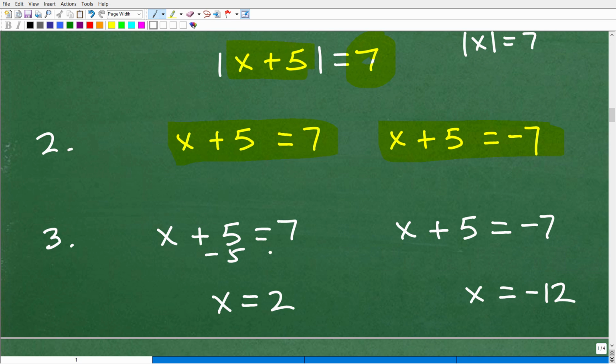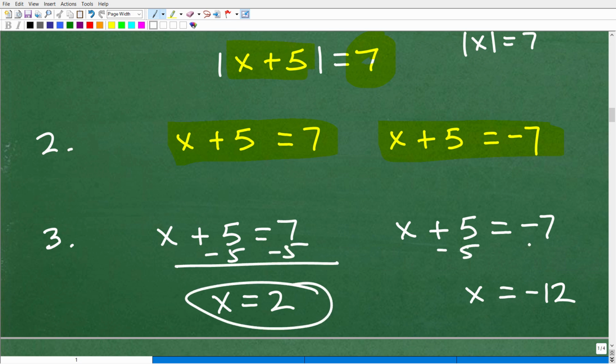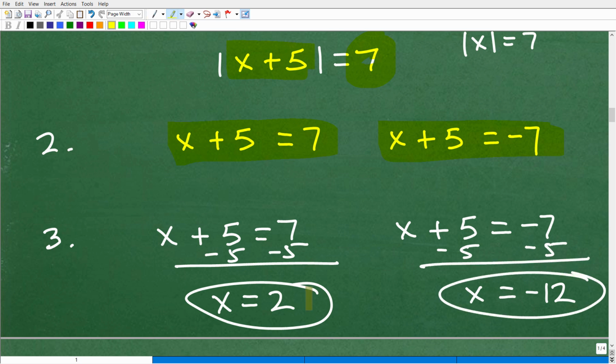I simply subtract 5 from both sides of the equation. I get x is equal to 2. And here I'm going to subtract 5 from both sides of the equation. I get x is equal to negative 12. And these are our two answers.